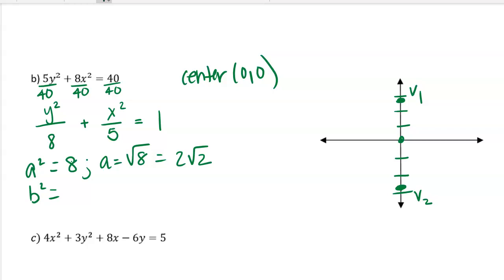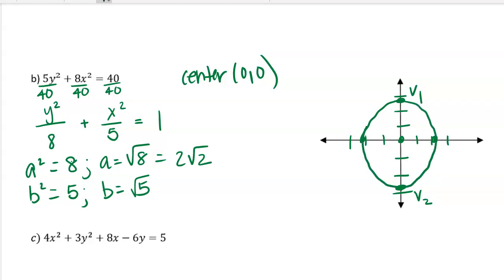B squared, Allie, is what? 5. Yep. And then B is what then, Allie? Rad 5. Great. We don't have a calculator. How do we know how far out to graph? A little over 2, because rad 4 is 2, rad 9 is 3, so slightly over here. Is that all we need for graphing, guys? Yep, that's all we need for graphing. All right, we are done with the graphing. Are your ellipses nice?